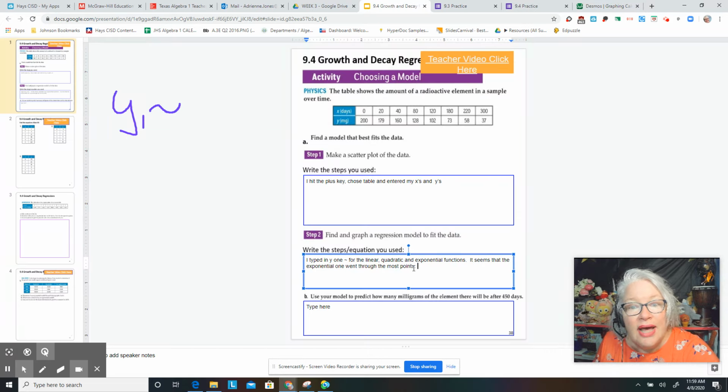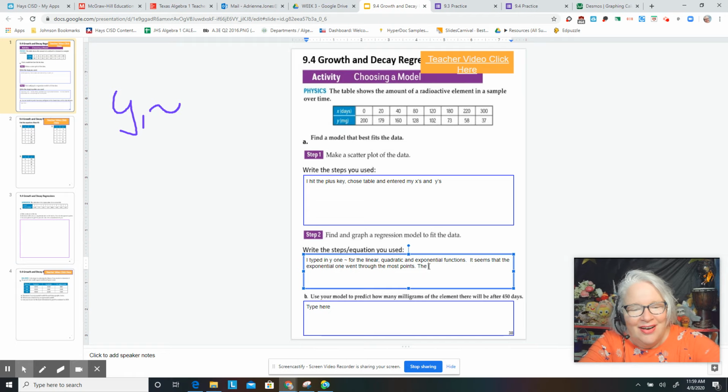So let's go ahead and put this in here. The R squared value for the exponential function was exactly 1. That tells us that is it. That is our function. You can't get any closer to 1 without being 1.